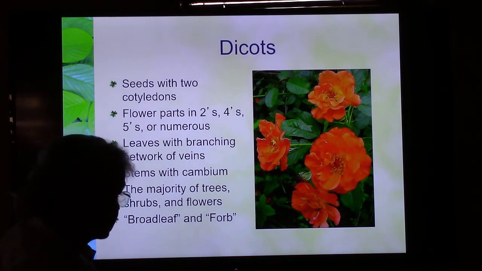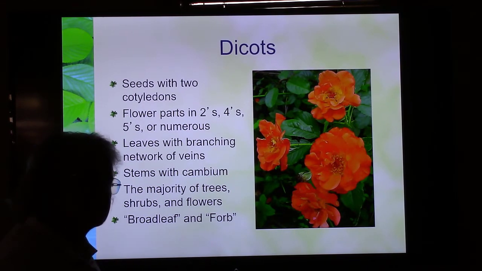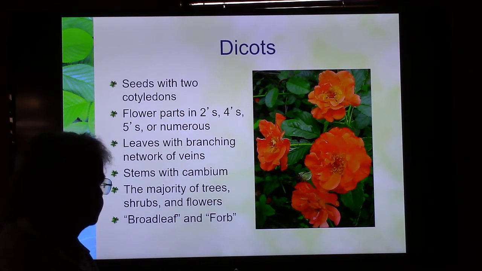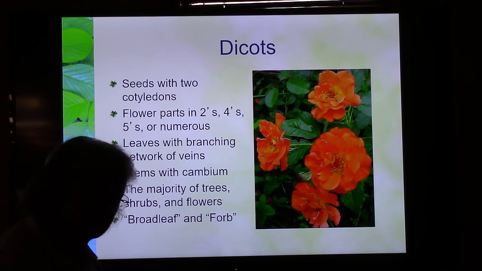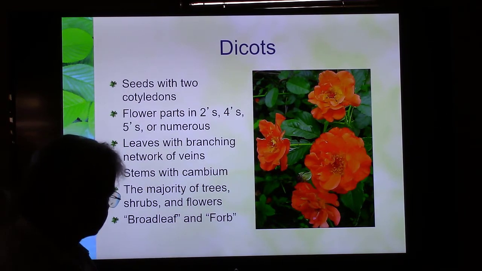The other group is called dicots. Now, the seed, we'll start there again. In dicots, the seed has two of these little storage structures, and di means two. So, dicots, two seed storage structures.